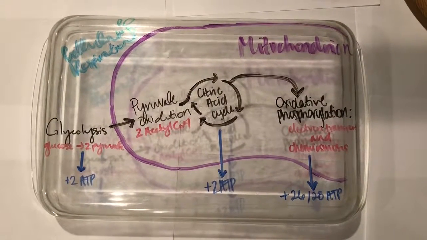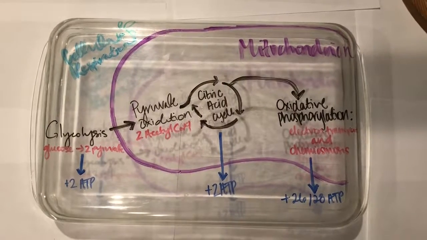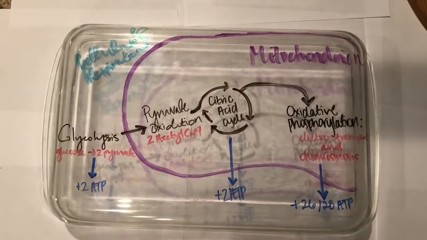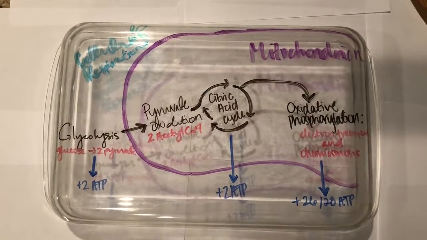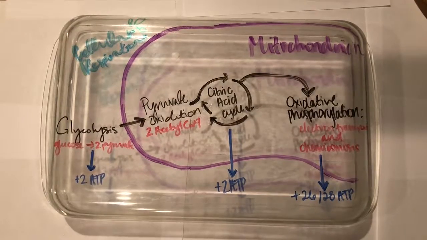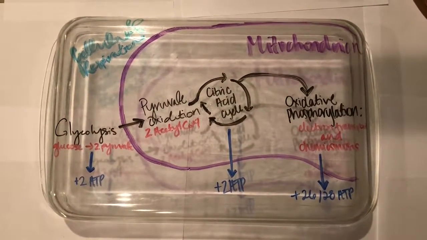Cellular respiration can be broken down into four major phases. First, glycolysis. Second, pyruvate oxidation. Third, the citric acid or Krebs cycle. And fourth, oxidative phosphorylation. The goal of cellular respiration is to oxidize as much energy out of glucose as possible.